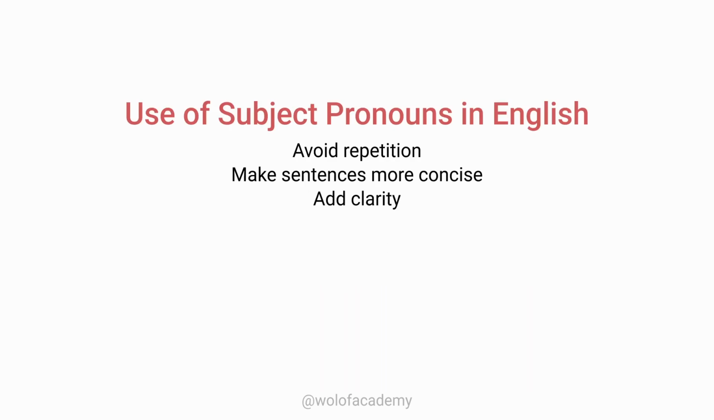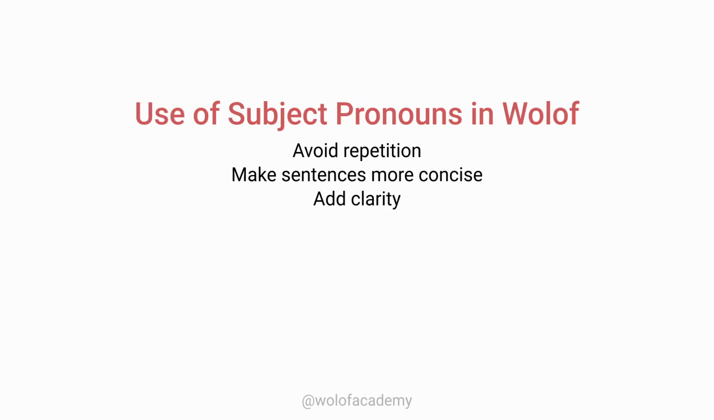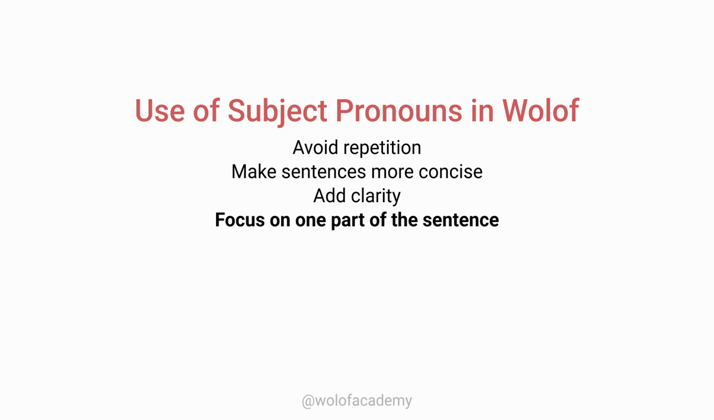In English, we use subject pronouns to replace the subject of the sentence. They help avoid repetition, make sentences more concise, and add clarity. The subject pronouns in English are I, you (singular), he, she, or it, we, you (plural), and they. In Wolof, subject pronouns are also used to replace the subject of the sentence and avoid repetition. However, they also have another function, which is to put the focus on one part or another of the sentence. This means that instead of using tone to emphasize a specific part of the sentence, we use pronouns.